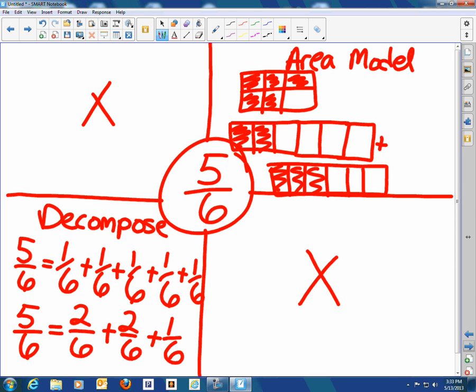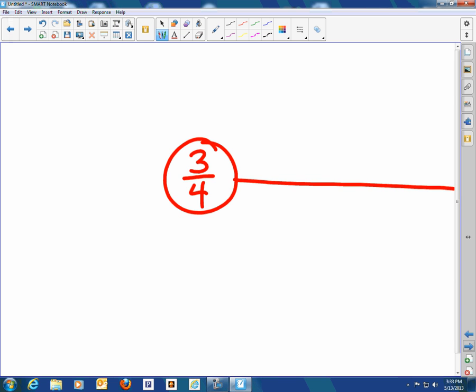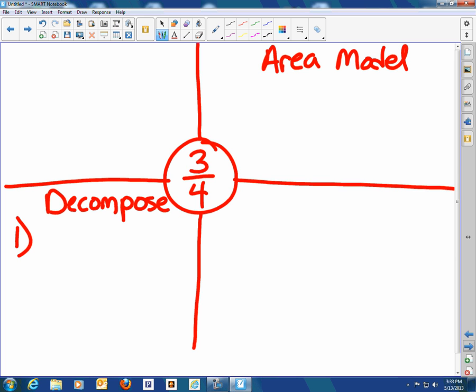Tonight for homework, I would like for you in your math journal to take the fraction 3/4, draw an area model, as well as decompose the fraction in 3 different ways.